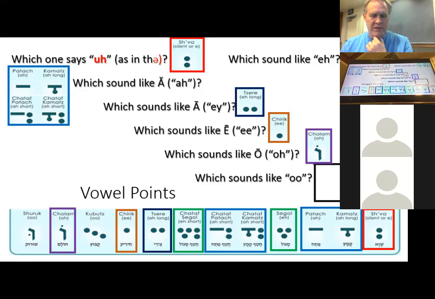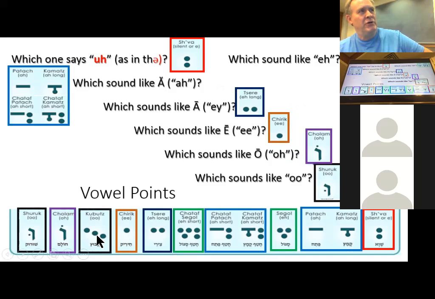And then the U is the last we have too. It could be a dot in the middle, which is a shuruch. And it could be, oh, you're not seeing my mouse, are you? It's over there. Okay. The shuruch and the kibbutz. Those are the two that are the U sound. Hopefully that was okay. I had my cursor on the other screen, so I couldn't see it. Hopefully that makes sense to you.